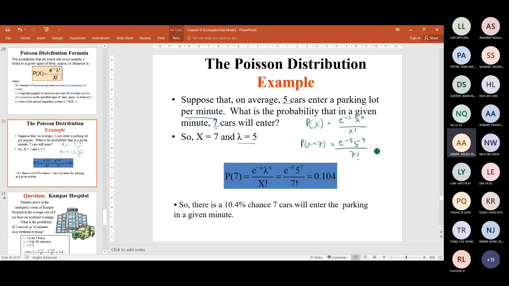Okay, again, just use a calculator. So you get the answer 0.104. Please check also whether the answer is correct or not.